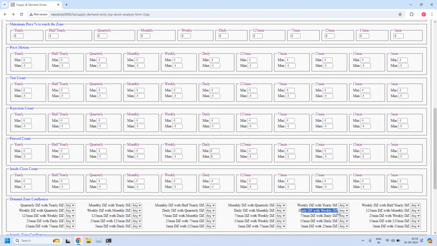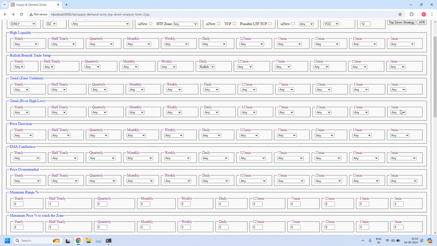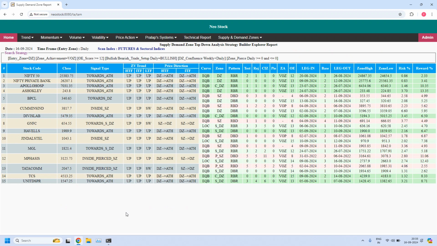Daily demand zone with weekly demand zone. I am enabling this filter. Now let's verify. Out of 22, 15 stocks are filtered. All these 15 stocks are part of the weekly zone. All these daily demand zones are part of the weekly demand zone. And the weekly trend is up.